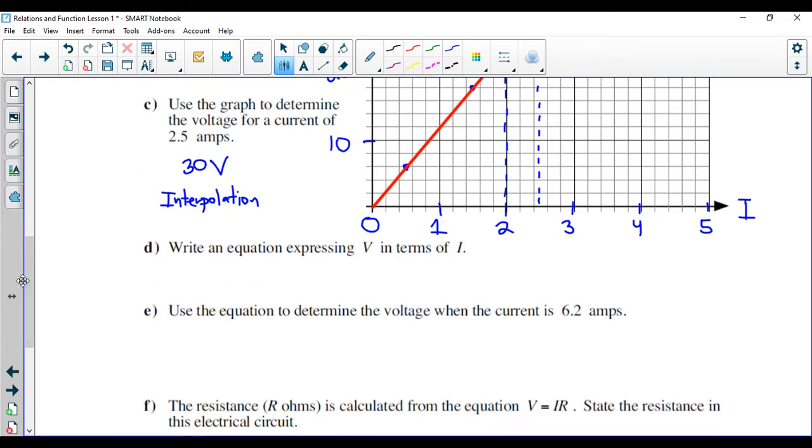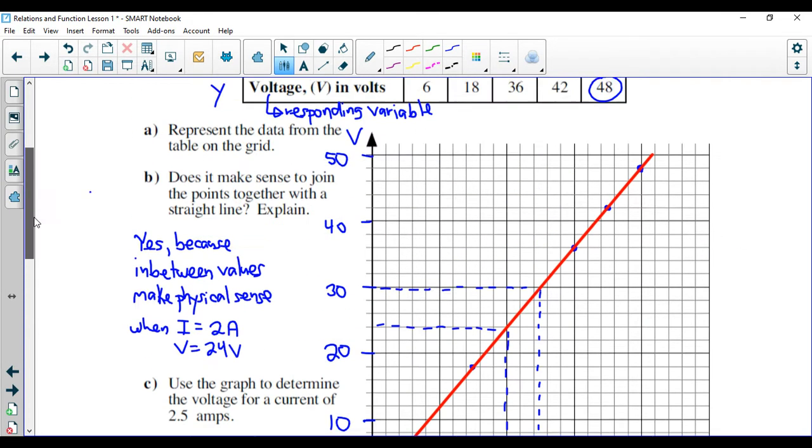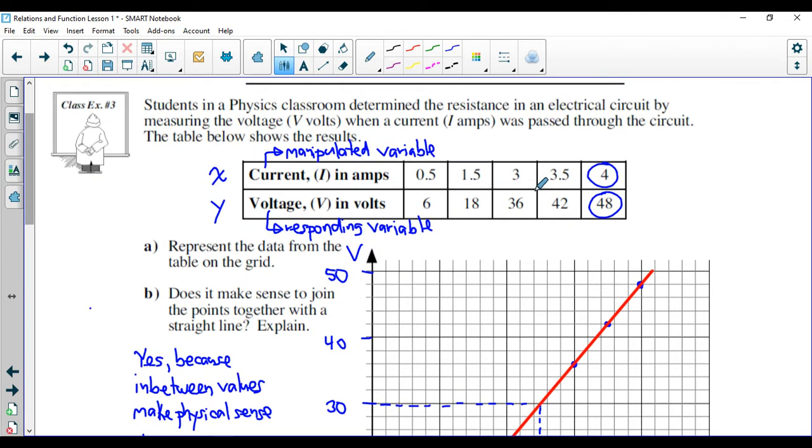Okay, D says write an equation that expresses V in terms of I. Now, the way we need to do this is let's go back up to our graph here and identify, okay, how do you go from the current to the voltage? So what am I doing to the current here, for example, 4 to get to 48? Or what am I doing from the current here to get a voltage of 36? So what's the common thing that I'm doing to get from 3 to 36 or 4 to 48? Well, you're multiplying by 12.